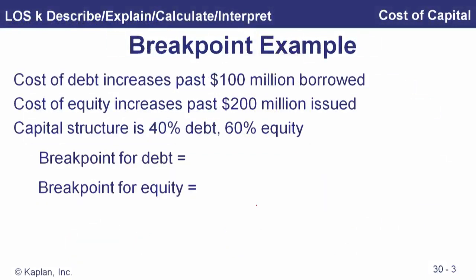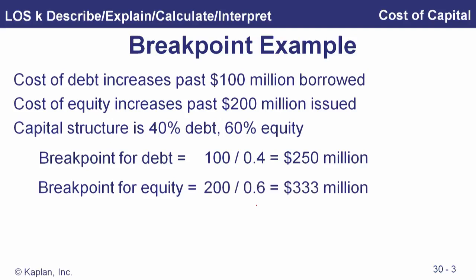So let's look at an example of that. Our cost of debt increases past $100 million borrowed. Cost of equity increases past $200 million issued. Capital structure is 40% debt, 60% equity. So what's our first break point? Well, it could be at 100 million for debt. So our break point for debt tells us that when we raise a total of 250 million, that's 100 million of debt in our capital structure. So beyond that, we have a higher marginal cost of capital. So that's one of our break points.